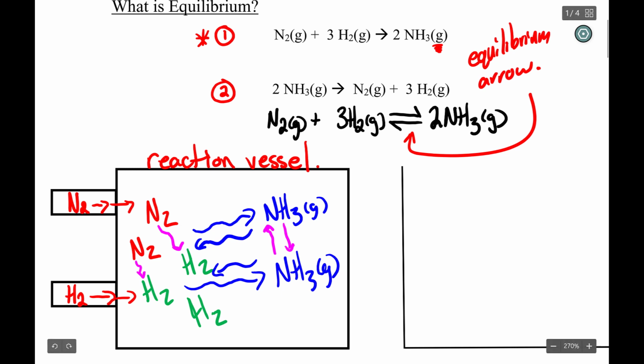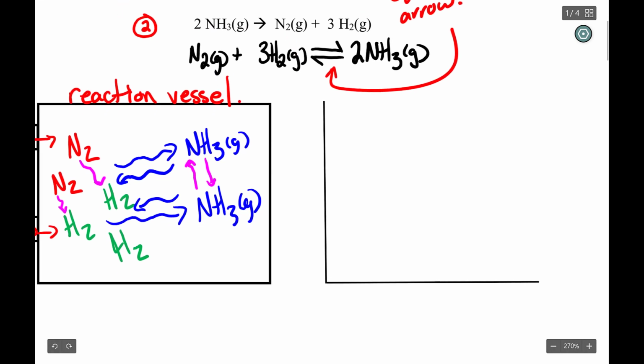So equilibrium is when the rate of the forward reaction is equal to the rate of the reverse reaction, and so the concentration of the products will be constant, and the concentration of the reactants will be constant. So I'm going to draw a graph to help explain this as well. On the y-axis, we are going to put concentration in moles per liter, and we're not going to use any numbers. And on the x-axis, we're going to have time in seconds.